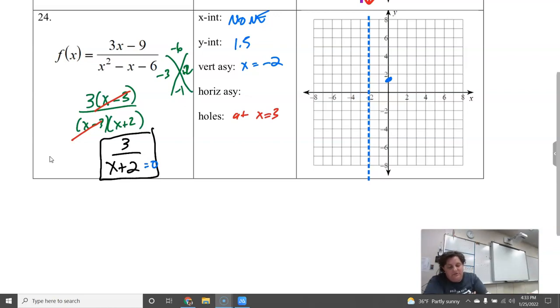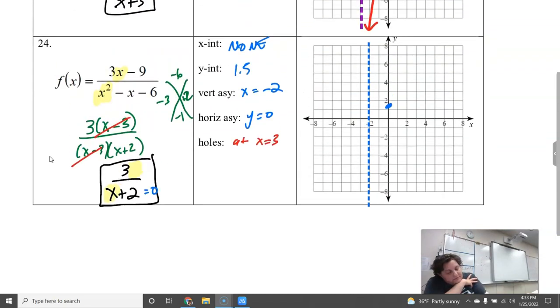And then horizontal asymptote. Remember that those are the rules where I look at how many x's are on the top and the bottom. You can look here or you can look here. In either case, the bottom has more x's than the top. They're not equal. The bottom has more. So it's at y equals 0. And I'm going to go ahead and put that one down.